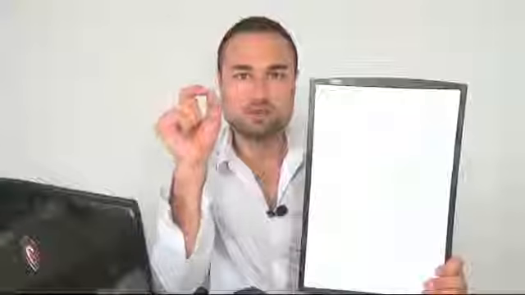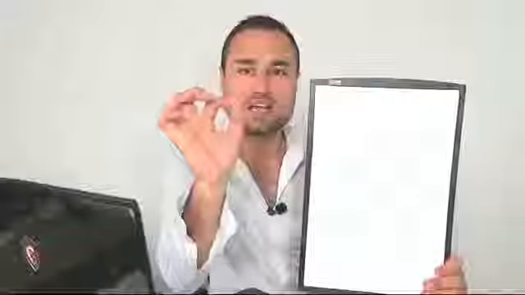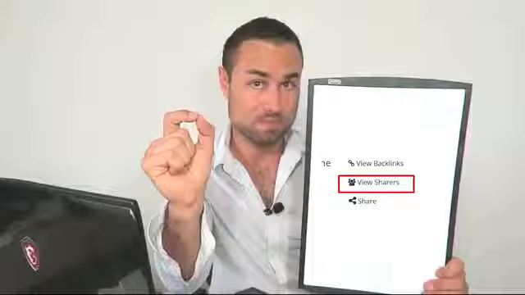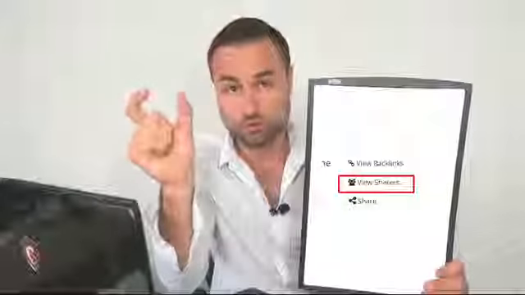There's a key feature in BuzzSumo where you can click view shares. And this is some real ninja stuff over here. When you click view shares, it shows all the people on Twitter that share this exact same article. And what you want to do is find out their email. If you can't get their email, just get their Twitter account. But preferably you want to find out their email.